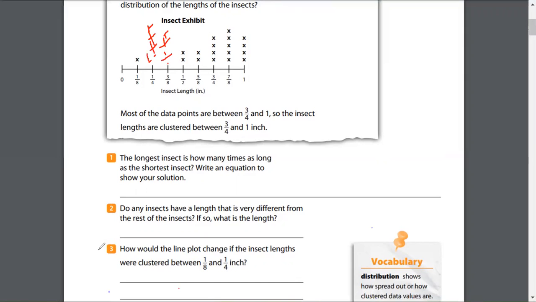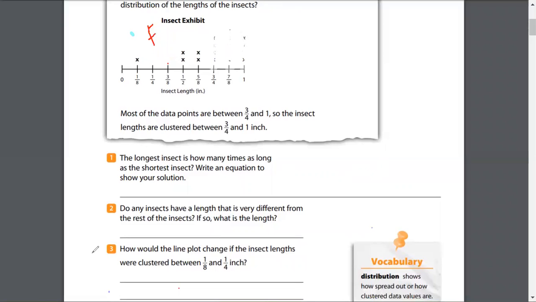Just act like these are not over here. Okay. And also you have that vocabulary word distribution that shows how spread out or how clustered data values are. So we're talking about the distribution. Right. So I did a little magic to the graph. You just look at it. Now our cluster's over here. And our tail is kind of on the other side.